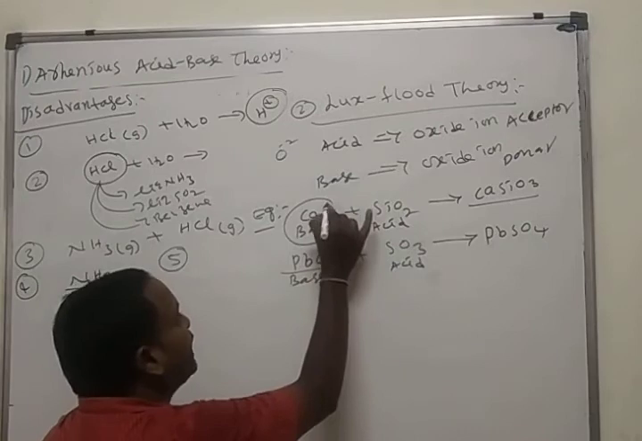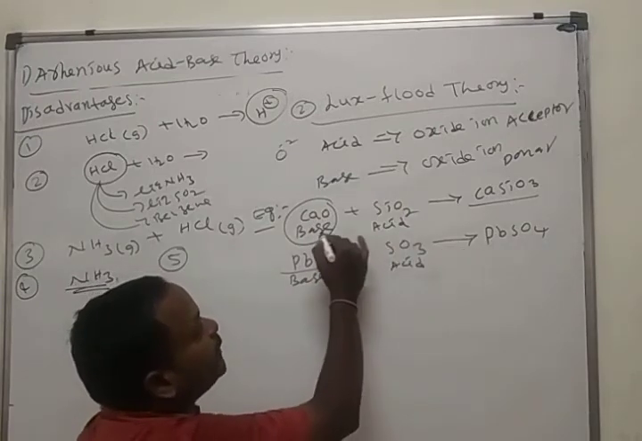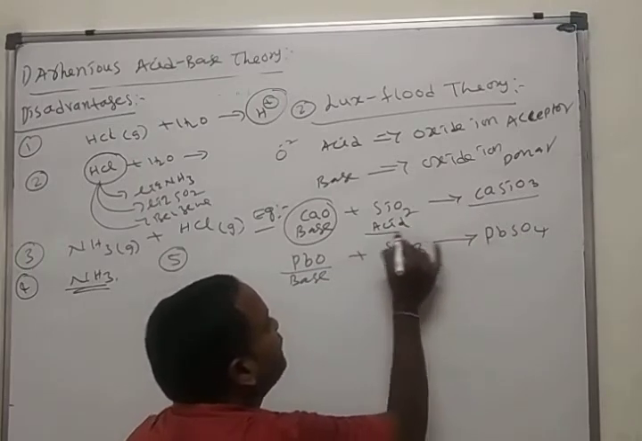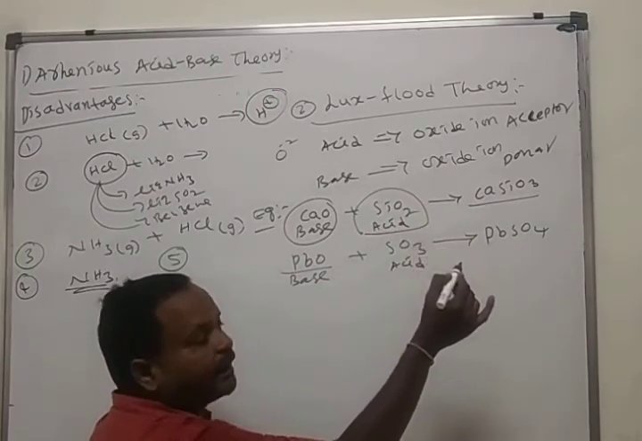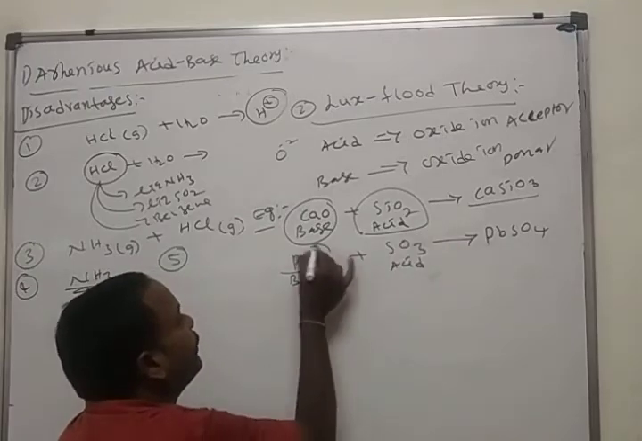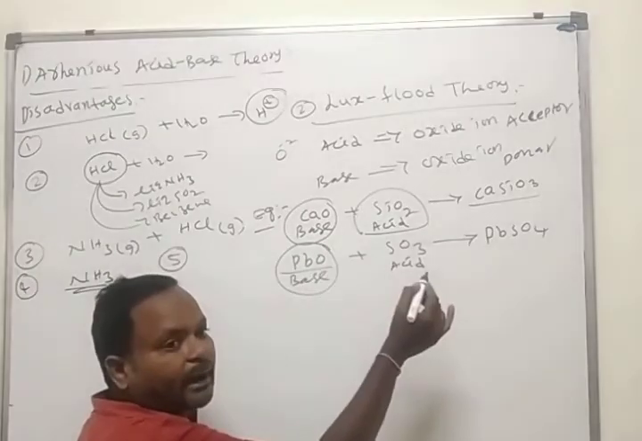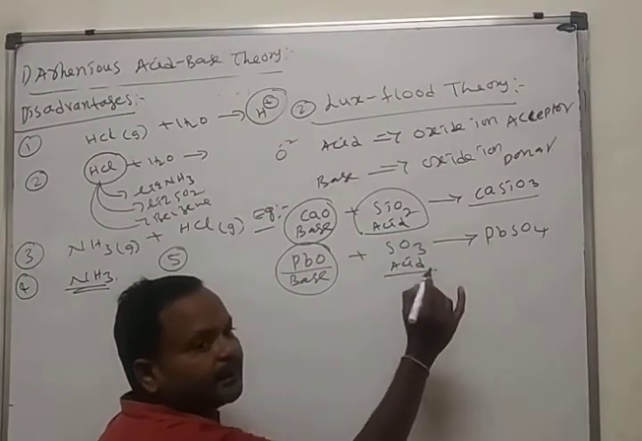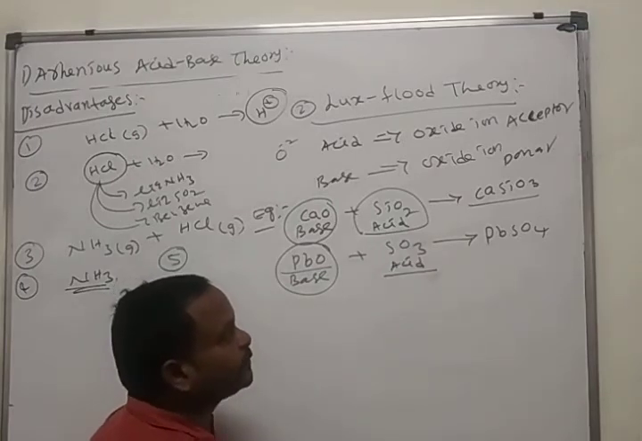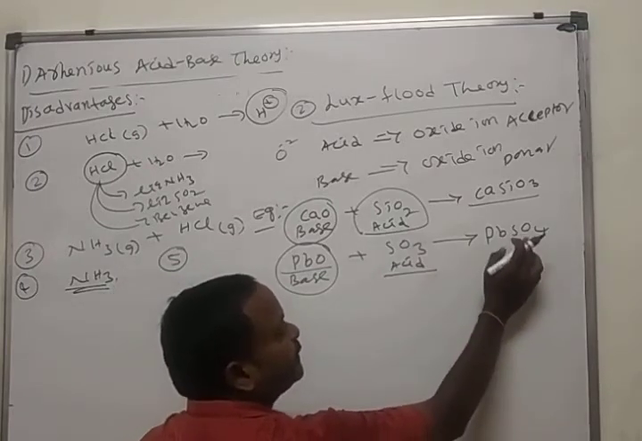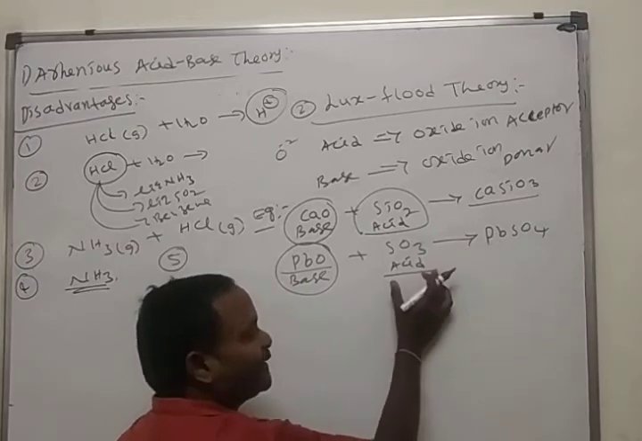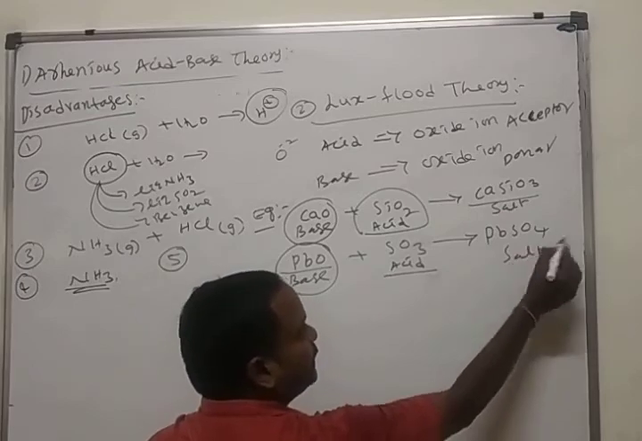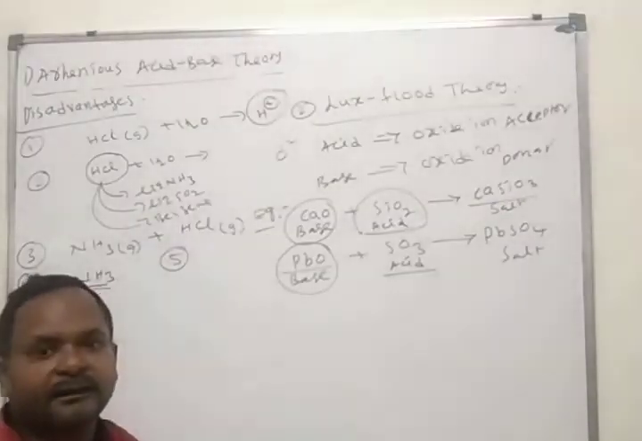Here calcium oxide donates the oxide ion, so it is considered a base. Silicon dioxide accepts the oxide ion, so we consider it an acid. Lead oxide donates the oxide ion, so we consider it a base. Sulfur trioxide accepts the one oxide ion, so we call it an acid. This one we call a salt. This is also an acid-base reaction.